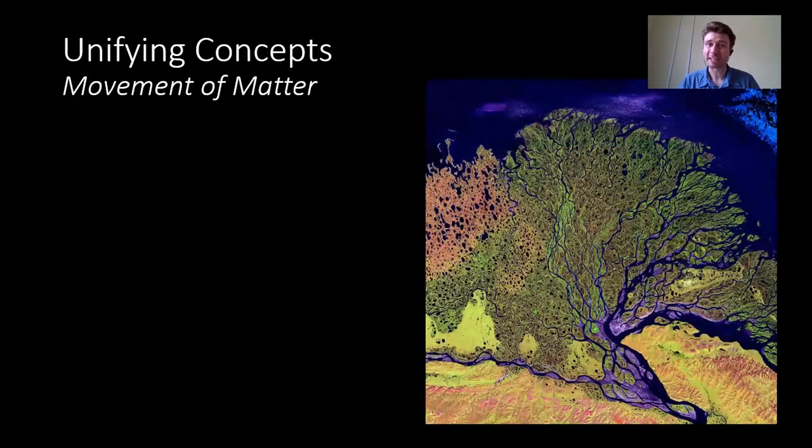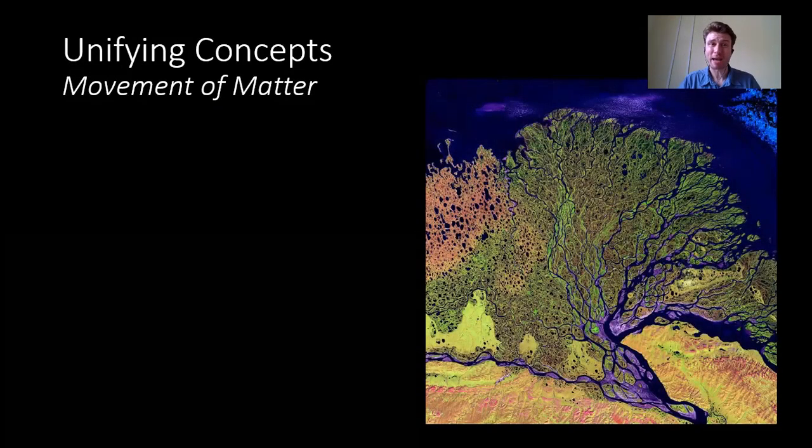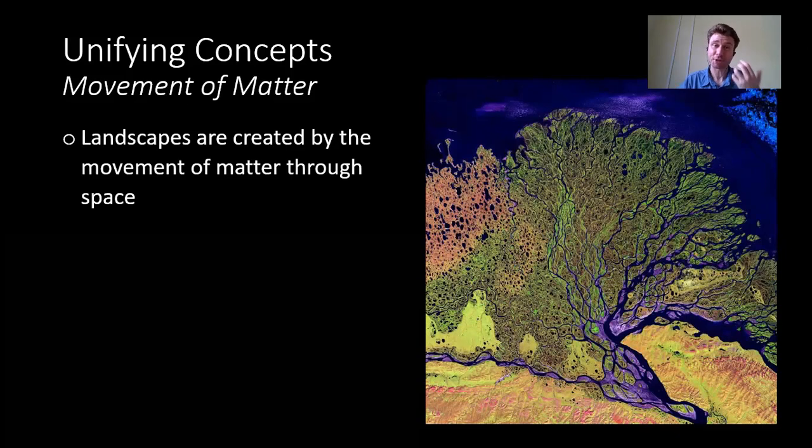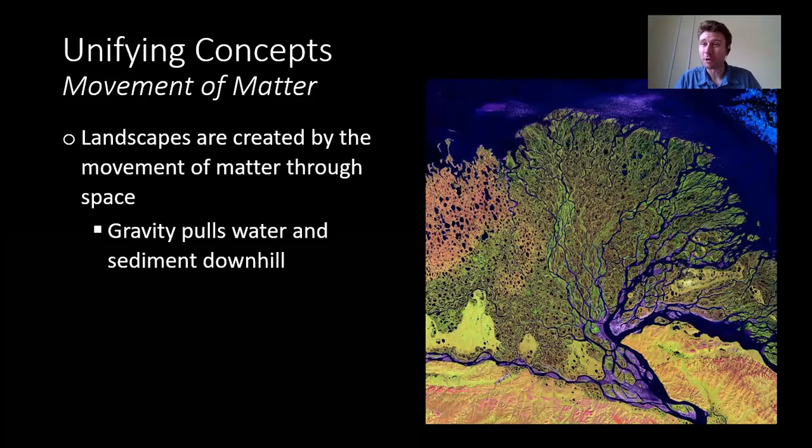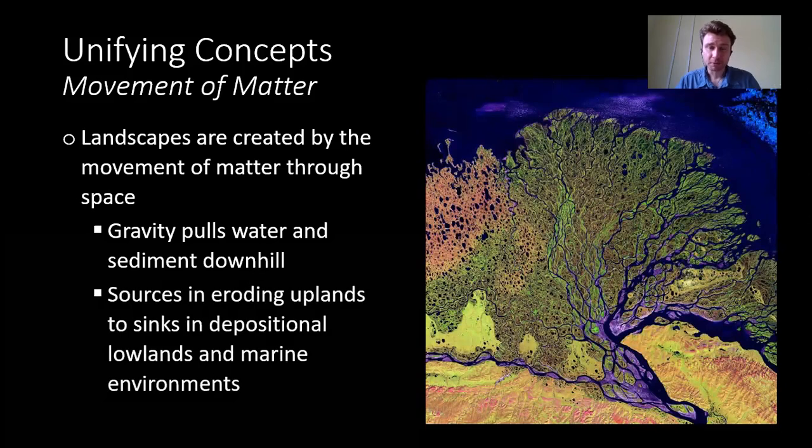These bigger unifying concepts are the movement of matter that we can discuss. Landscapes are created through this movement of matter through space, with the ultimate idea, gravity pulling water and sediment downhill, where sources erode in the upland to sinks in depositional lowlands and marine environments, right? The sediments from the top of our Himalaya are making their way down into our mighty river systems and ultimately depositing down into the oceans as they go through.